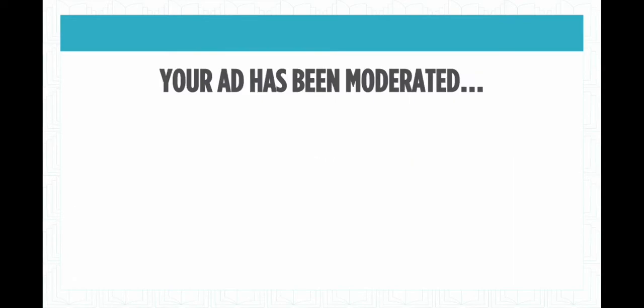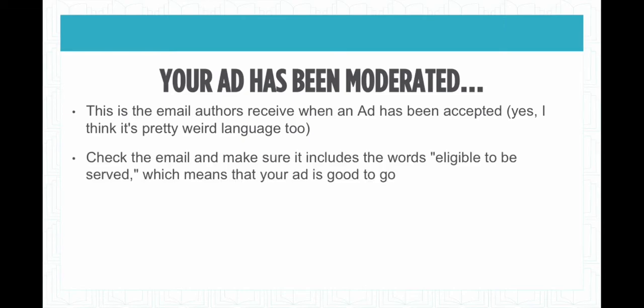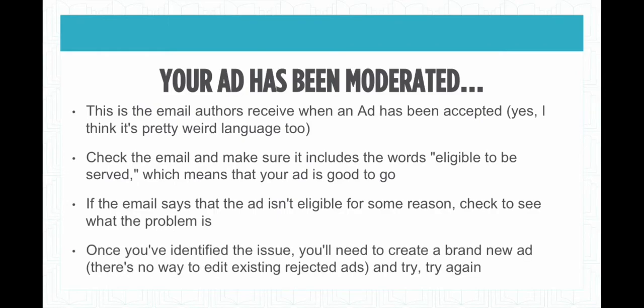You're going to get an email when you send in an ad that says your ad has been moderated. This is not a bad thing. This is the email authors receive when an ad has been accepted. Yeah, the language is pretty weird, but I want you to check the email, look through it, and if it says eligible to be served, that means your ad is good to go. If the email says the ad isn't eligible for some reason, check inside to see what the problem might be. Once you've identified the issue, you will need to create a brand new ad because there is no way to edit existing rejected ads, and then try again to get it through.